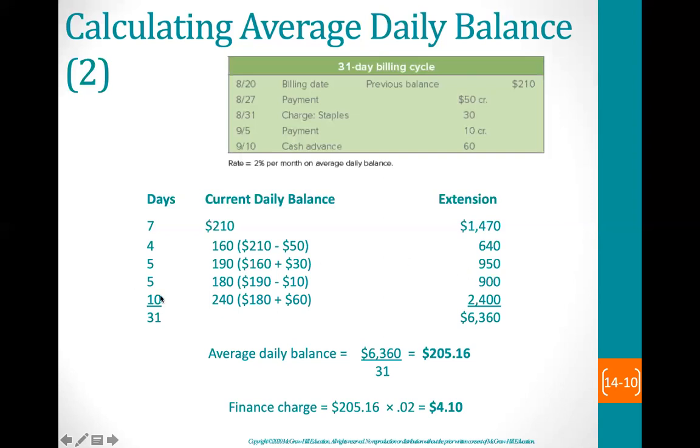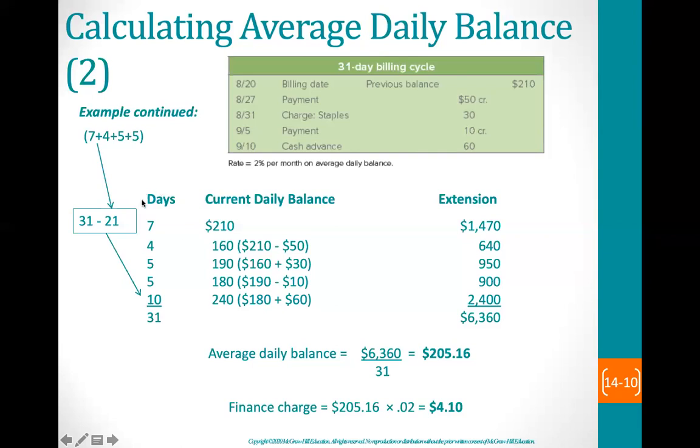Now, how did I get 10 as my last days? Well, we know that 7 days have passed, 4, 5, and 5. So that's a total of 21 days we have accounted for here. We're told the billing cycle is 31 days. So 31 minus 21, our balance for 10 days was $240. 180 plus the $60 cash advance. So 240 times 10 is $2,400.